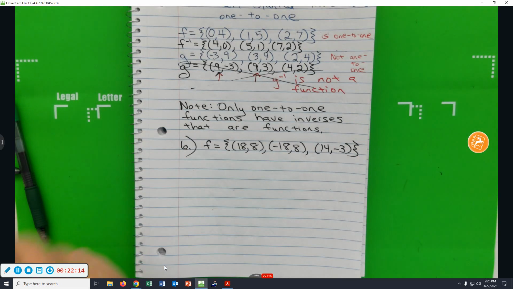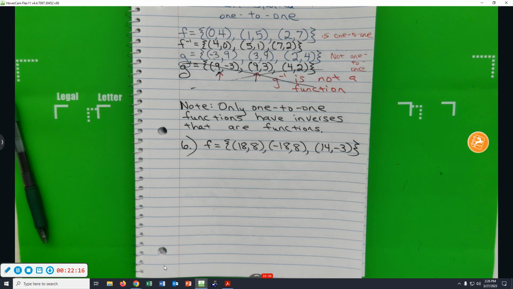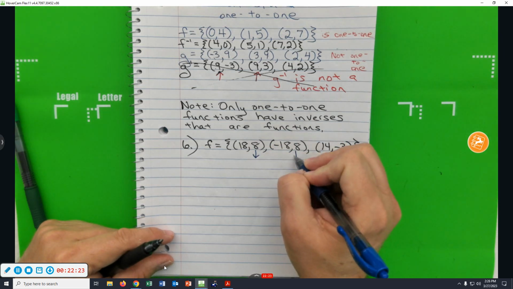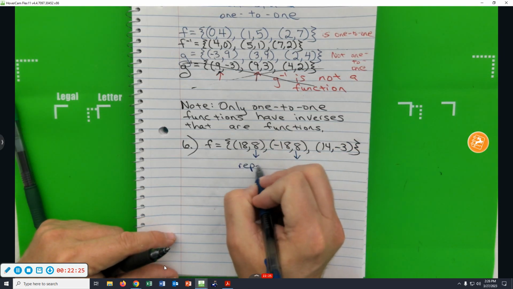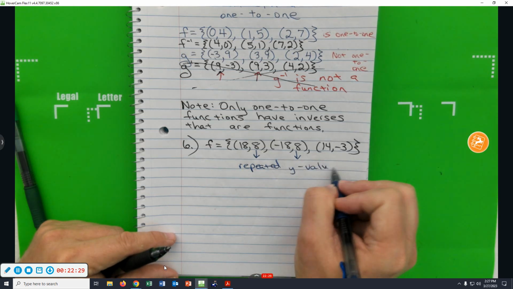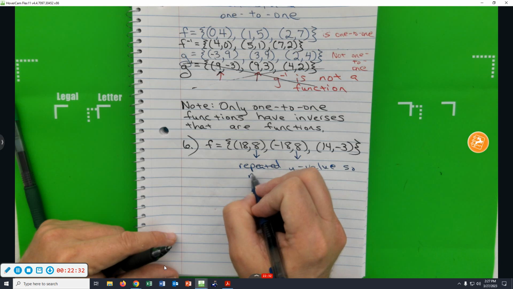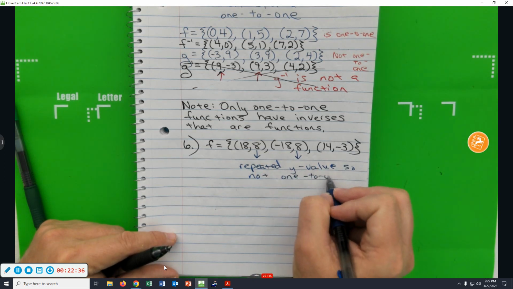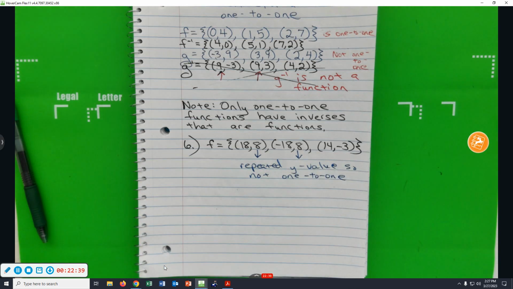We look and we see what number causes the problem. What? The 8. That 8 is being repeated there and there. Repeated y value. So not one-to-one. So not one-to-one and cannot be inverse.